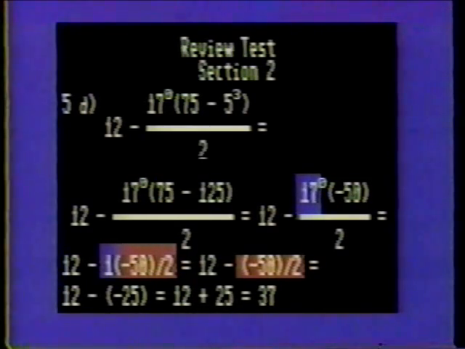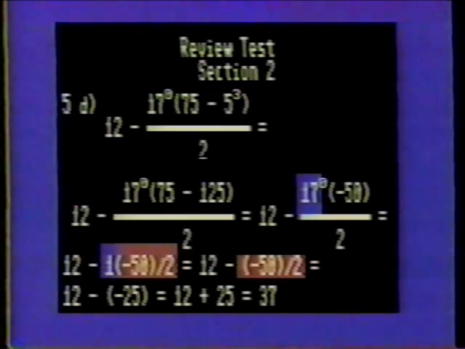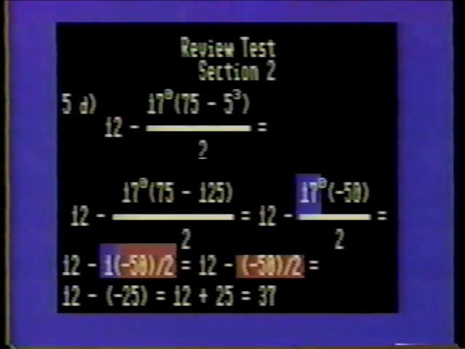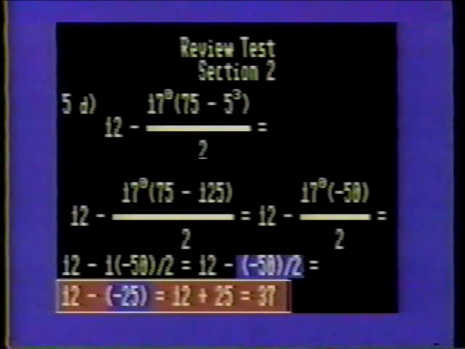Seventeen to the 0 power has the highest order of precedence in the equation. 17 to the 0 power is 1. Multiplying negative 50 divided by 2 times 1 does not alter the term at all. Next, divide negative 50 by 2 to get negative 25.